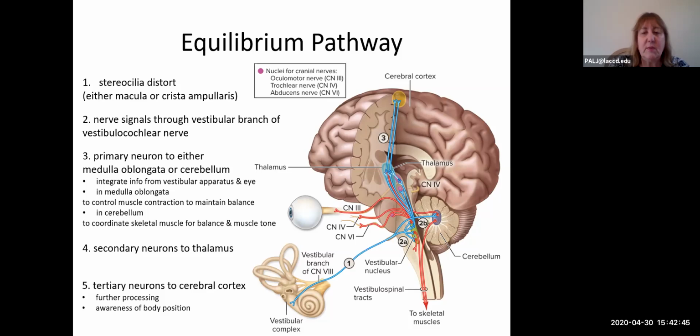From either of those places, we are then going to have our secondary neurons. Well, actually not from either of those places. From the medulla oblongata, we're going to have our secondary neurons then travel to our sensory relay center in the thalamus. And then from there, we will have our tertiary neurons, which actually go to the cerebral cortex for further processing and then make you totally aware of your body position.